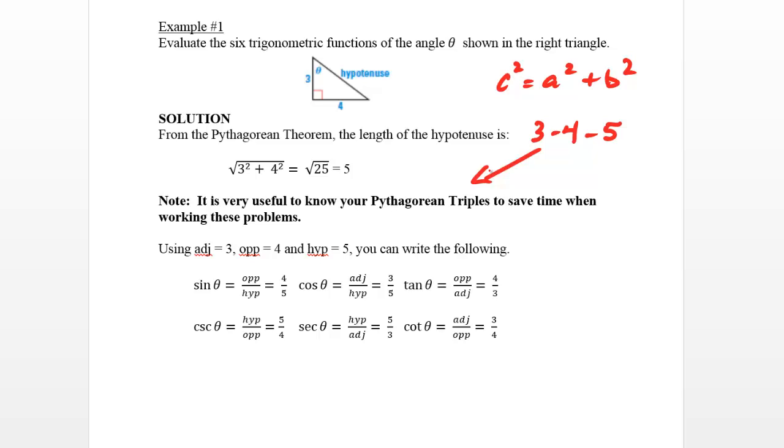Now that we have all 3 sides, we can actually just fit into SOHCAHTOA and just replace the opposites in the hypotenuse and so forth in relation to the angle theta. And so you can see the answer here below. We have sine, cosine, tangent, and then we have the reciprocal functions of cosecant, secant, and cotangent. So when we ask you to evaluate the 6 trig functions, this is all we're looking for. We're just looking for you to set up the 6 trig functions. We're not asking you to solve for anything at this point.